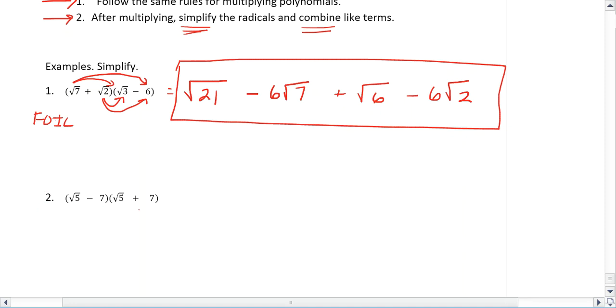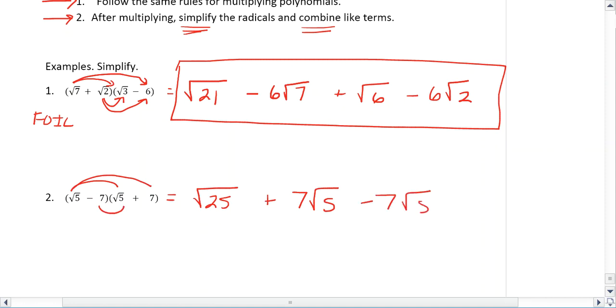Again, we have a binomial times a binomial, so we know it's foiling. First times first, square root 5 times square root 5 is square root 25. Ooh, I hope you're seeing some simplifying there. Square root 5 times a positive 7 is just that, 7 square root 5. The inner product is negative 7 square root 5. And the last times the last, negative 7 times positive 7 is negative 49. And here we do have some simplifying to do. The square root of 25 is 5.